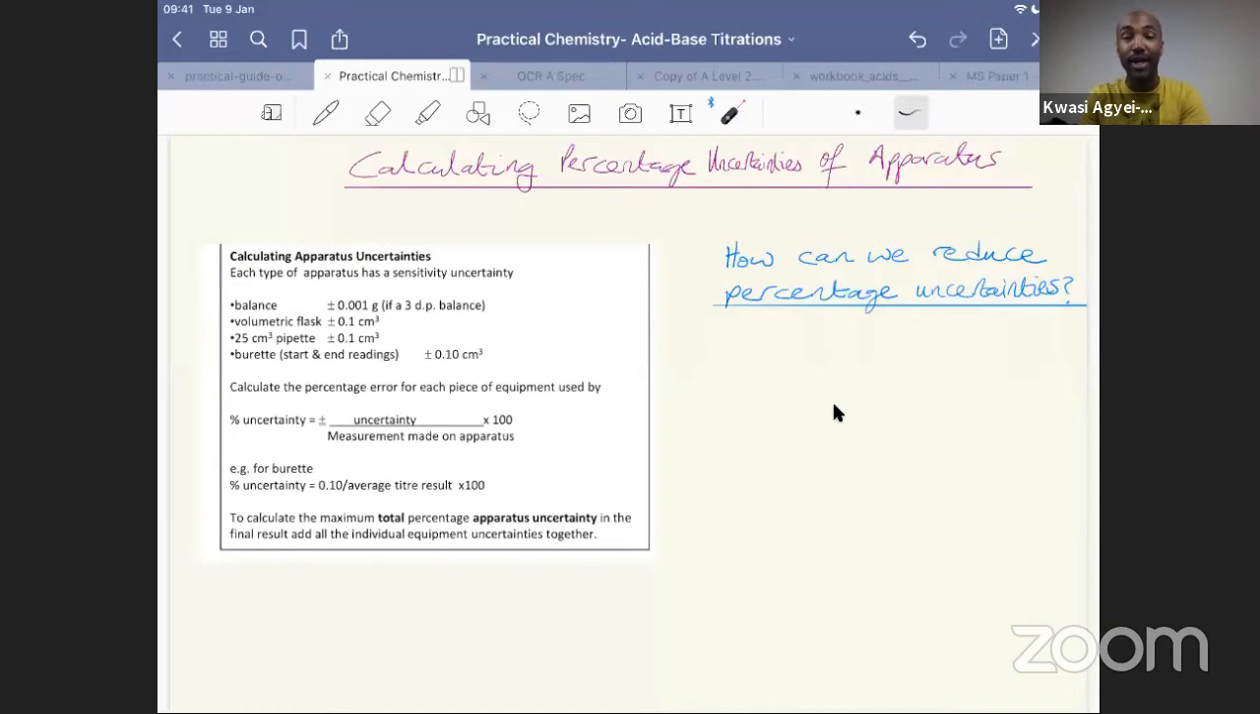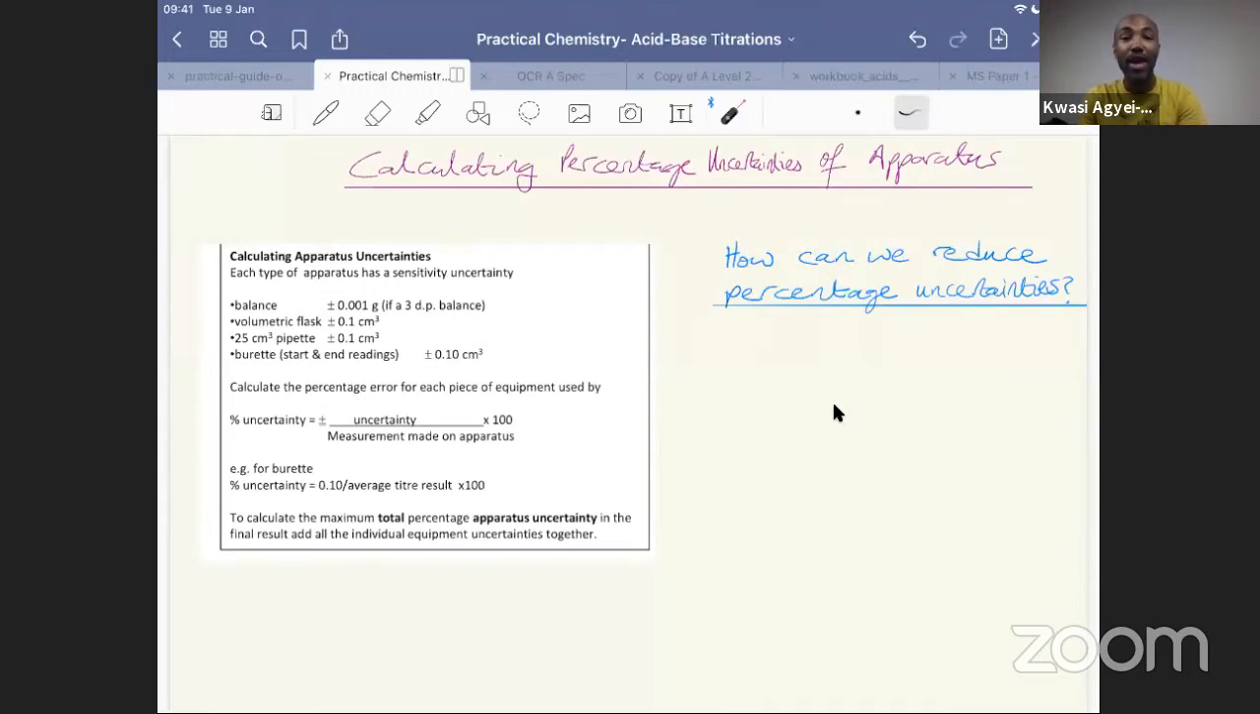Now, for a burette, as we've said, you can measure to 0.05 centimeters cubed. So each volume reading that you take is plus or minus 0.05. But because we always do an initial and a final reading, in other words, we take 2 readings, we need to multiply that error in a reading by 2. That is why you get plus or minus 0.10 here. So this accounts for the start and end readings. Okay, so 0.05 times 2, or 0.05 plus 0.05.